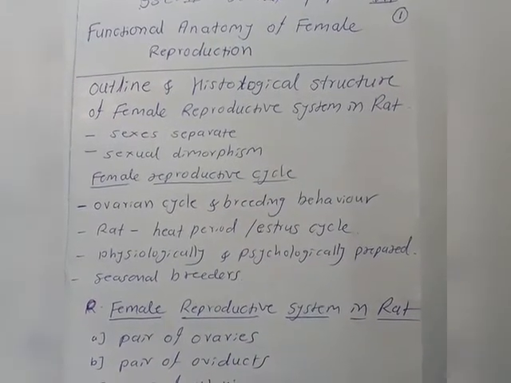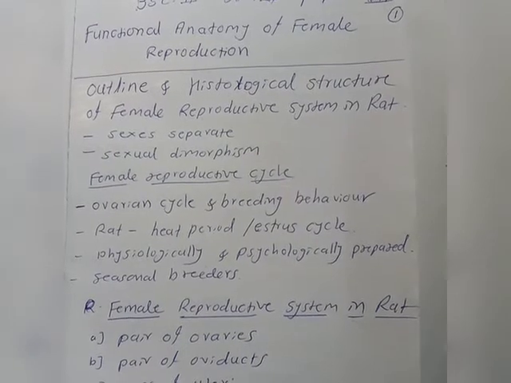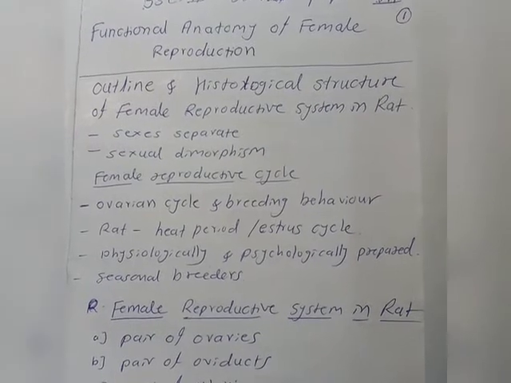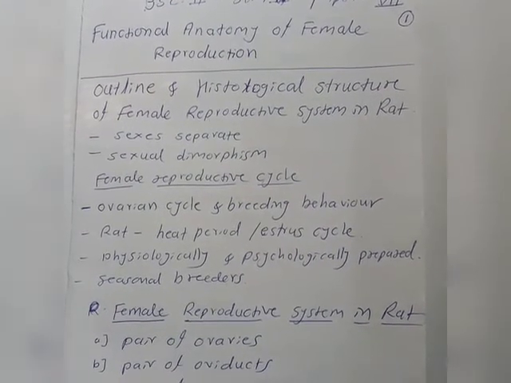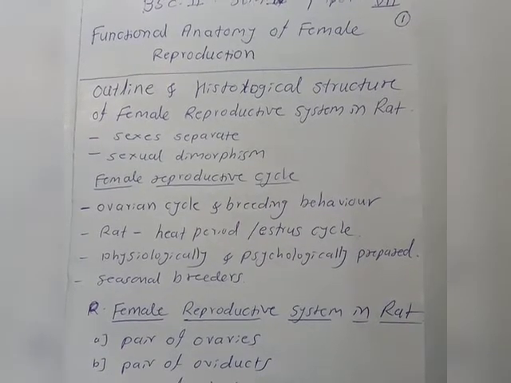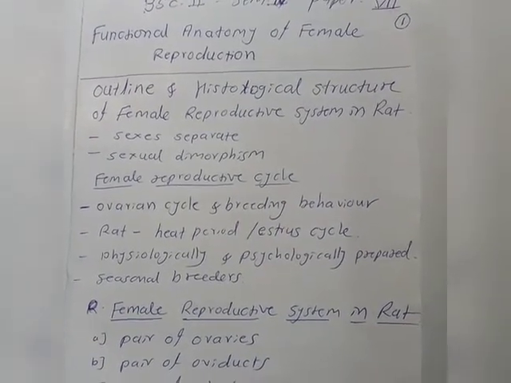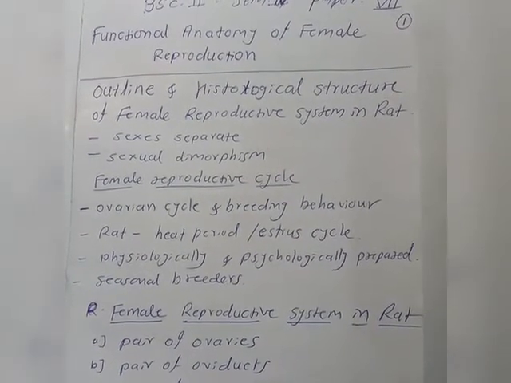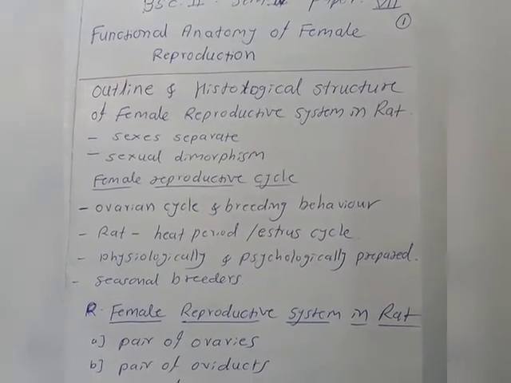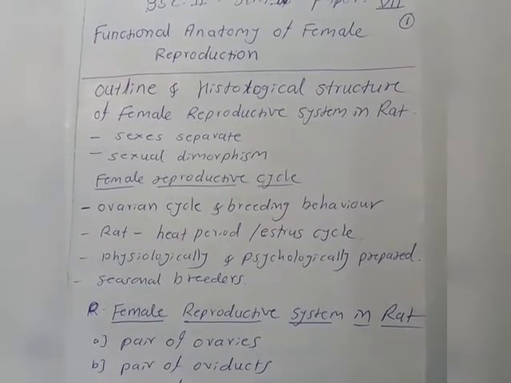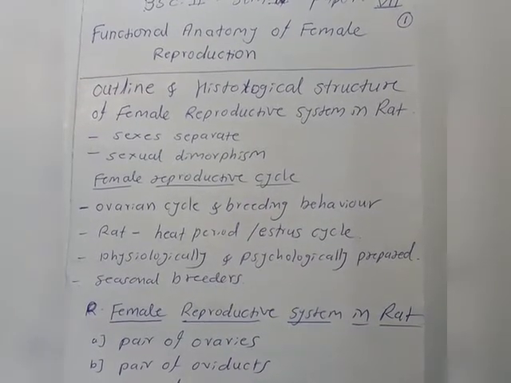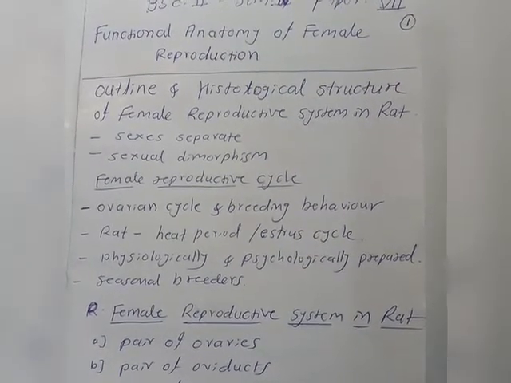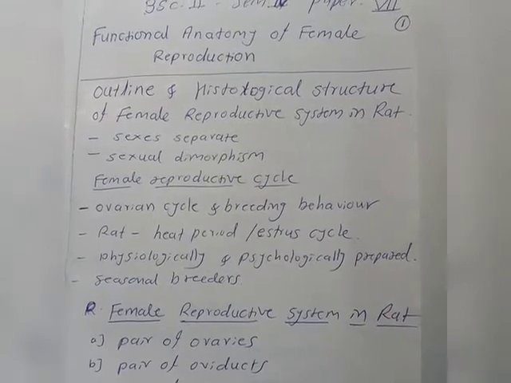In this, first one is the outline and histological structure of female reproductive system in rat. We are going to study both, that is rat and the human being. So first we say about the rat. In rat the sexes are separate. That means the male and female animals can be identified by the sexual dimorphic characters shown by the individuals. That means we can differentiate the male and female individuals.